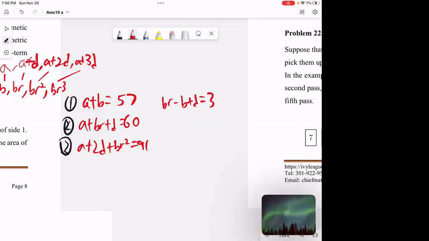Difference between 3 and 2 is BR squared minus BR plus D equals 31. So subtract these two gives us BR squared minus 2BR equals 28. Okay, so I didn't mess up. Then what are we looking for?